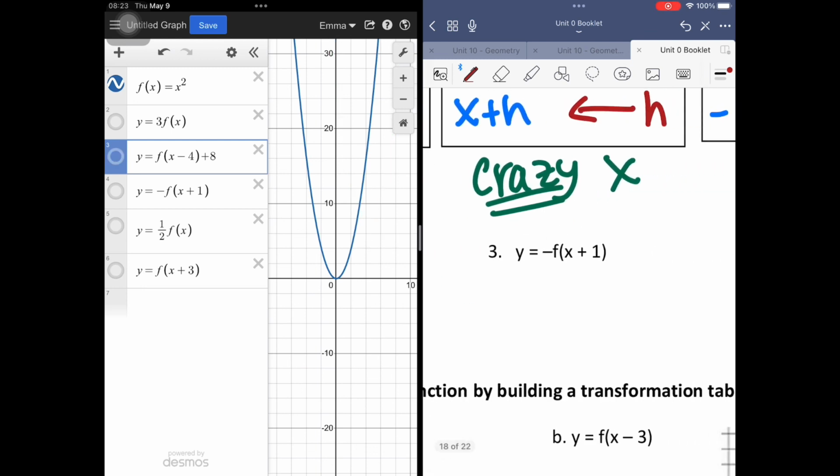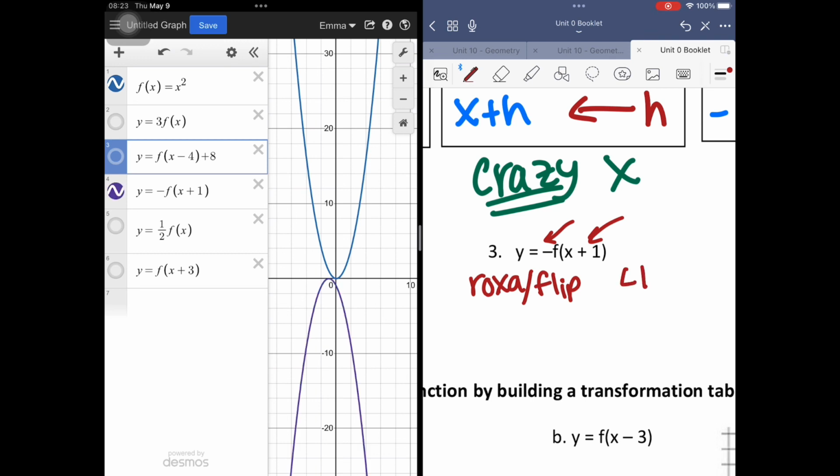Okay, let's go to the next one. How many do we got here? Good, it looks like we have 2. So we have this negative, so we have a reflection over the x-axis, or a flip. And then this one right here with our crazy x, it looks like it's going to be left 1. Let's look. Good. Flip and left. Okay? By the way, if you are ever doing graphs, you need to flip first. Okay, just every time, flip first.